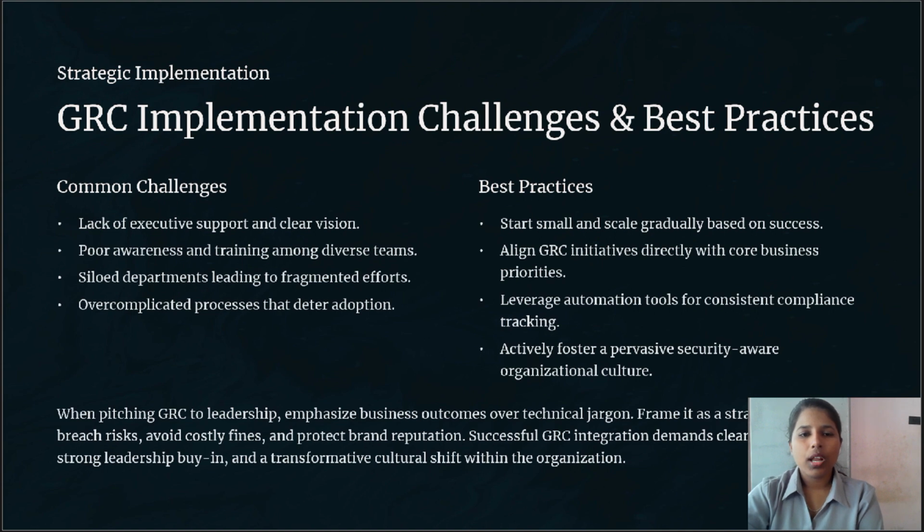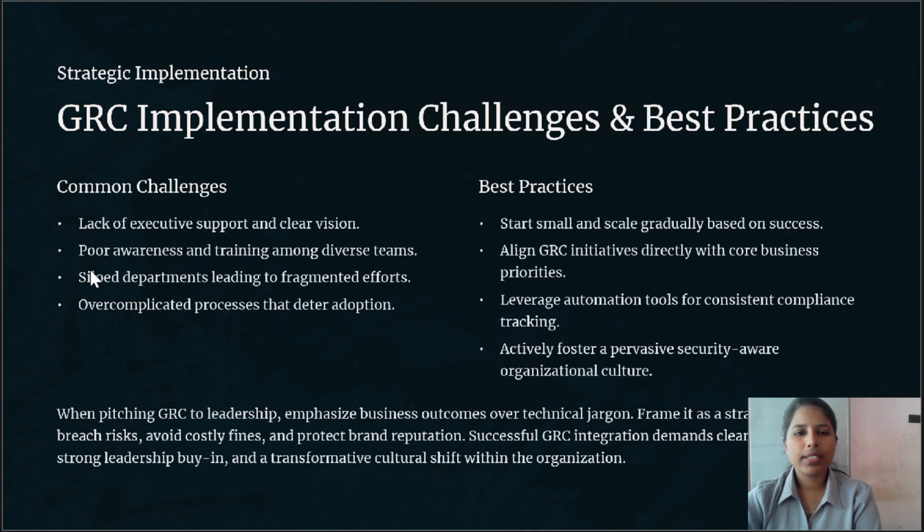Now let's look at GRC implementation challenges and best practices. The common challenge we will face is a lack of executive support and clear vision. For example, if the employees in a company don't know what the GRC rules are, we can't teach them properly. If we don't follow the GRC rules, the company will face the consequences. So the solution is executive support and a clear vision.